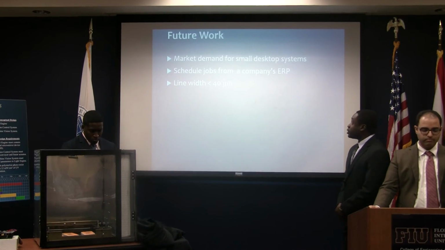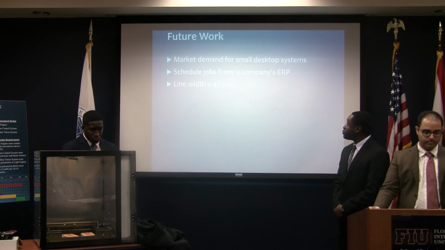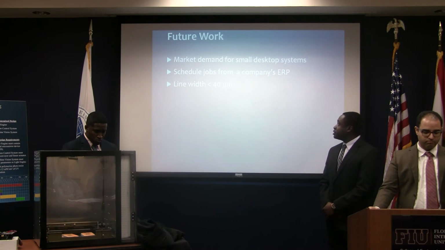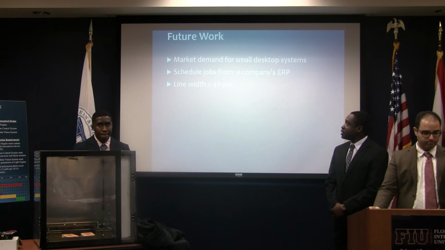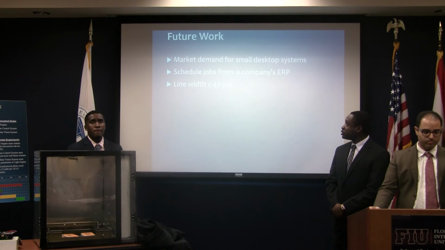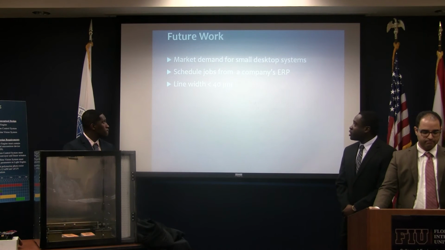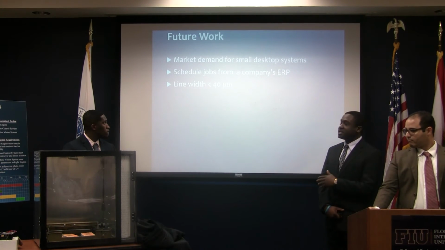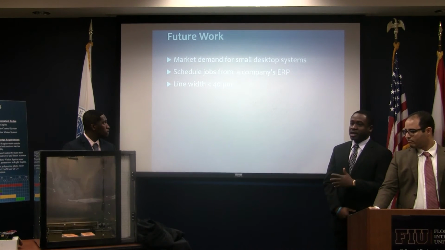For future work, there is a market demand for a small desktop system, and there exists an opportunity for scheduled jobs from a company called IAB, with improved optics, line widths of less than 40 micrometers can be achieved.